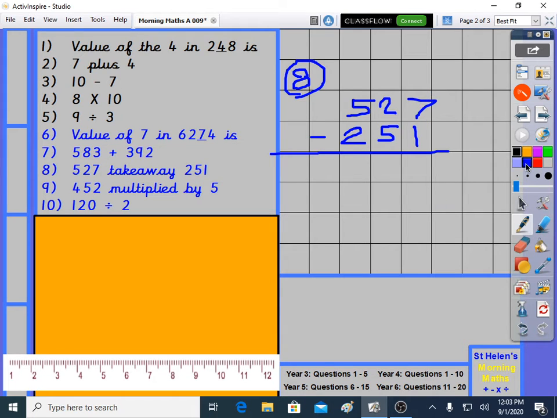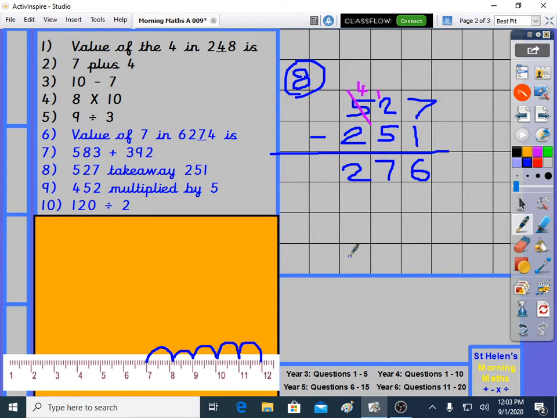7 take away 1, that is 6. 2 take away 5, it's not 3, is it? That's a common mistake, people put in 3. 2 take away 5 you can't do. 2 needs help from the 5, which goes down to a 4. We get the help here. 12 take away 5 we can do, it's 7. 12 take away 1, 2, 3, 4, 5 is 7. And 4 take away 2 is 2.